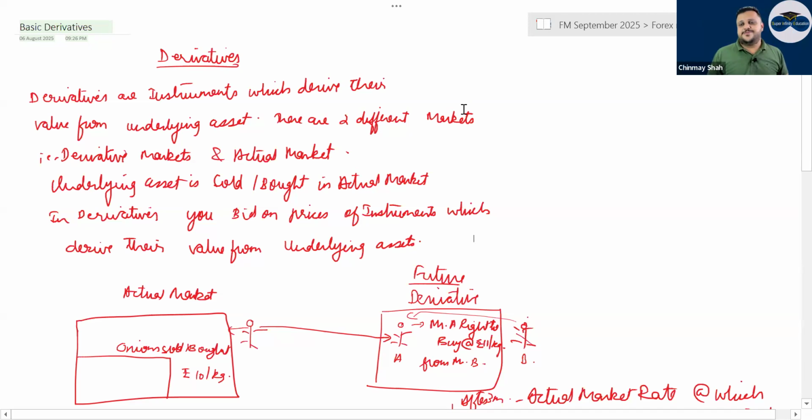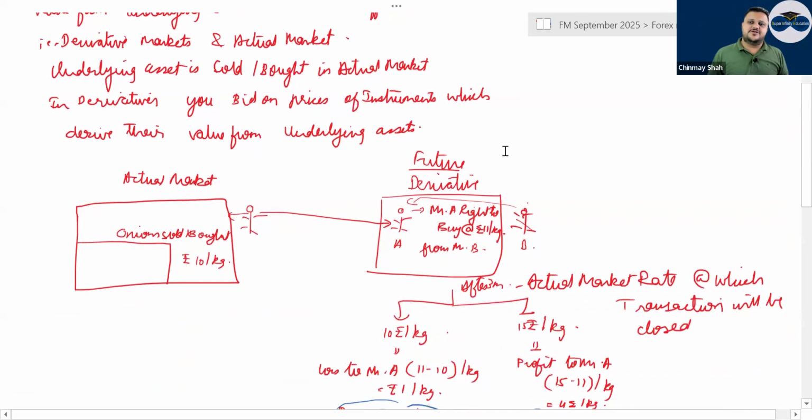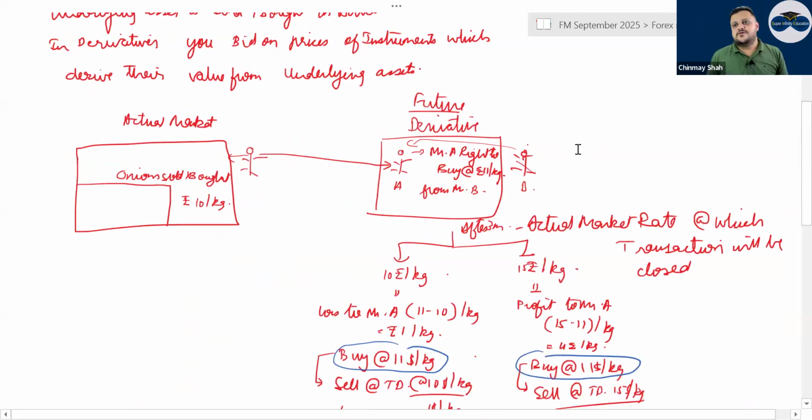And then from this you derive a value, correct? Right now onion is sold at 10 rupees. In the future it will be sold at 11, or after 3 months, right? It will go to 12 rupees. So you should take some promise, right?